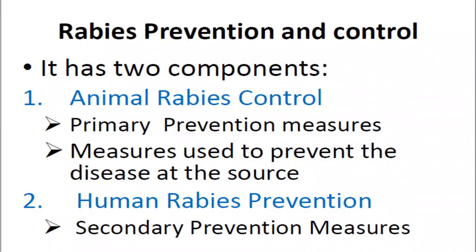Let's talk about the prevention of rabies. It has two components: animal rabies control and human rabies control. As far as animal rabies control is concerned, we have primary prevention measures, which prevent the disease at the source, while for human rabies we have secondary preventive measures.